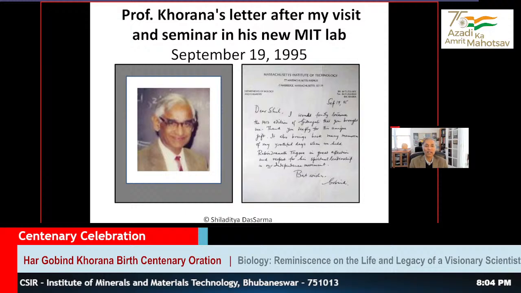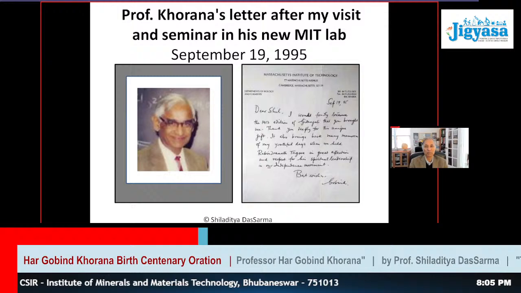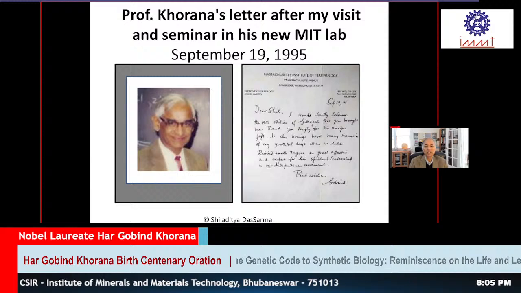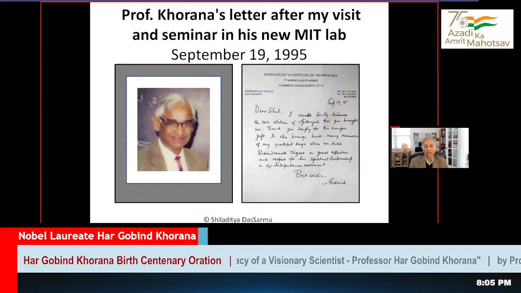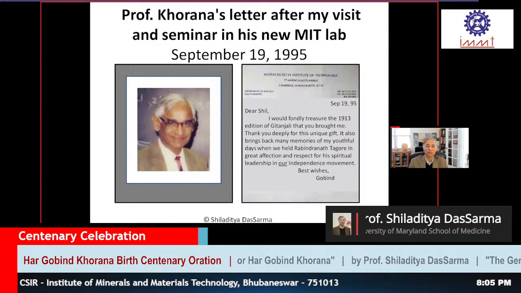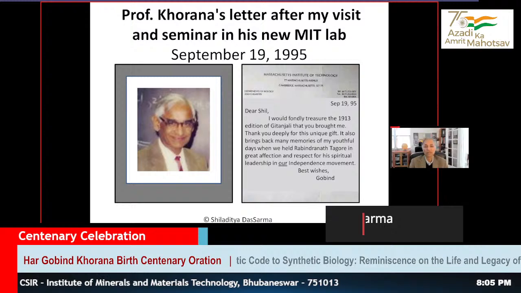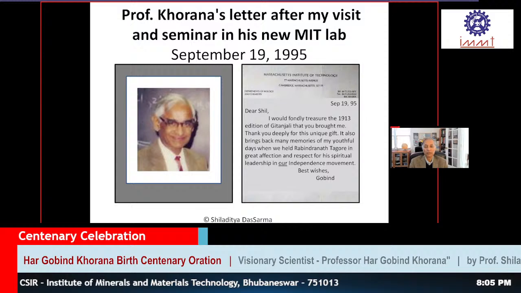I had the pleasure of visiting Professor Khorana's new laboratory at MIT after a new biology building was built in 1995. And he invited me to give a seminar to his group. And I presented him on that occasion with a copy of Tagore's Gitanjali. And he wrote me this letter afterwards. And he said, "I would fondly treasure the 1913 edition of Gitanjali that you brought me. Thank you deeply for this unique gift. It also brings back many memories of my youthful days when we held Rabindranath Tagore in great affection and respect for his spiritual leadership in our independence movement."